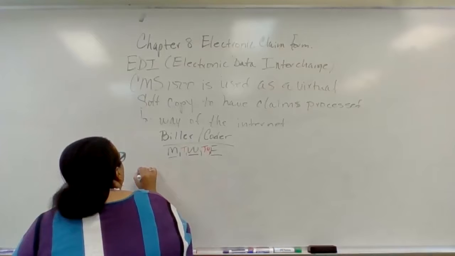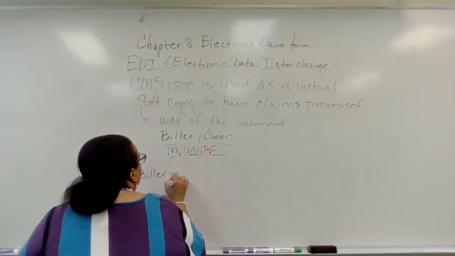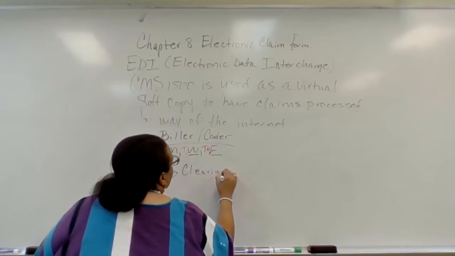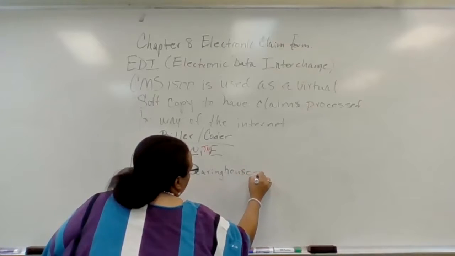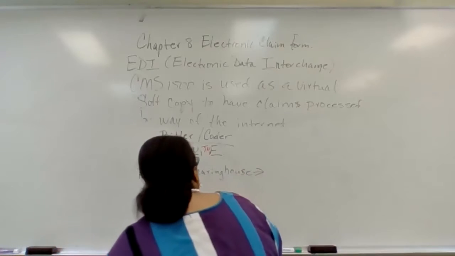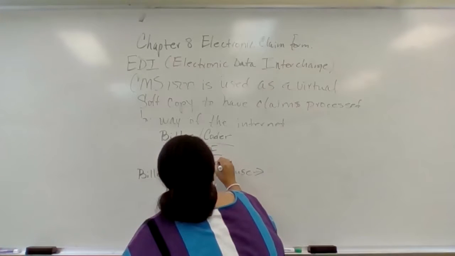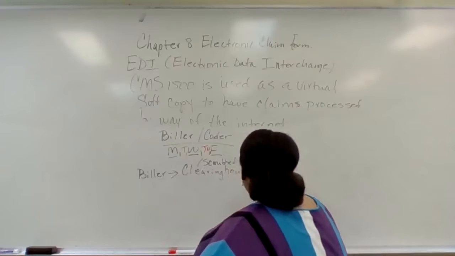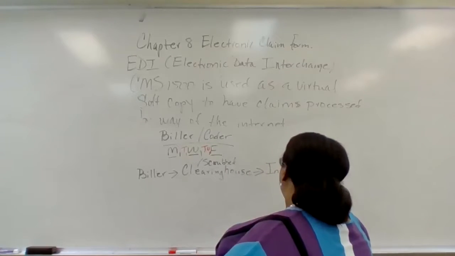Okay. So again, from the biller, this goes to the clearinghouse. Remember, we talked about the adjudication of a claim process. From the clearinghouse after it's been what? Scrubbed, in other words, then it goes to the what? The insurance company, whoever that may be.